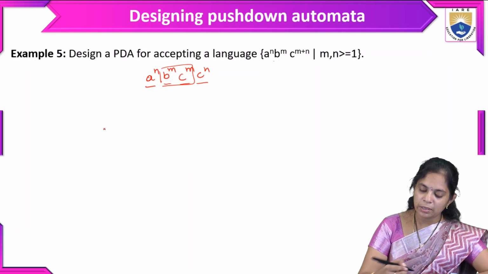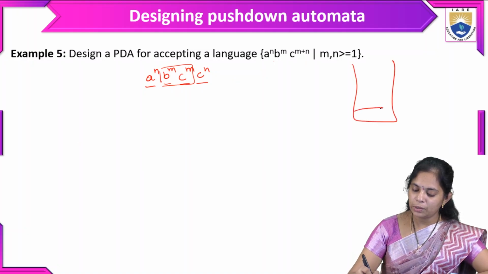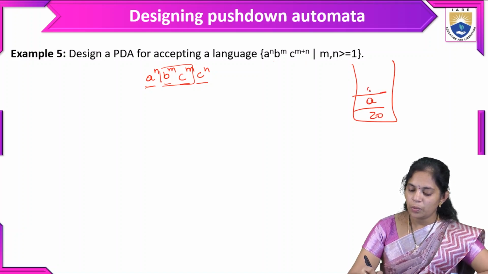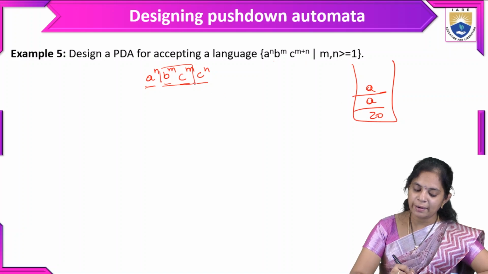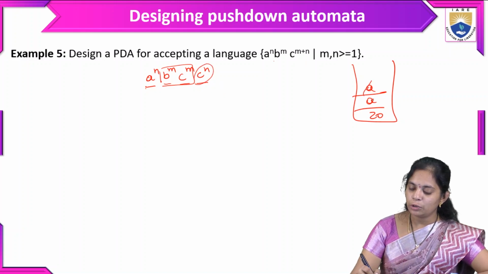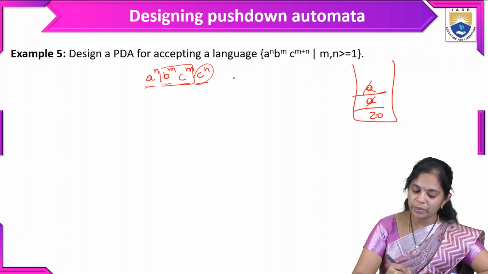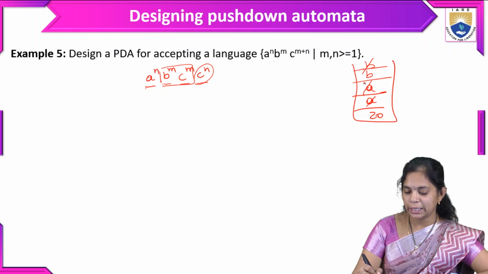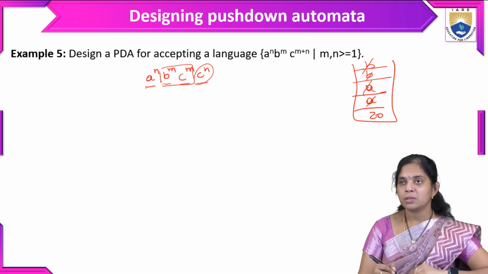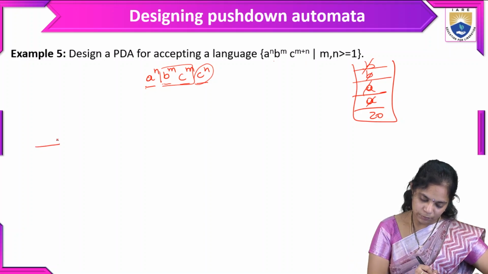So same logic: while reading the A values, we need to push the values into the stack, and while reading the C value, we need to pop the values of A. And while reading the B value, we need to push the values into the stack. And while reading the C value, we need to pop the values of B. So how to design this one?